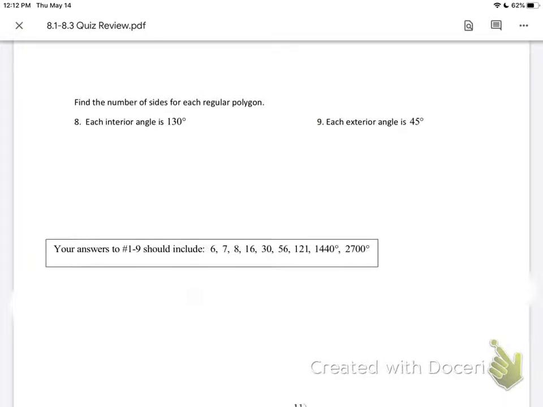Okay, so this says find the number of sides for each regular polygon, and this has been changed to 120 on your copy, so I'll change that here on my copy. So if each interior angle is 120, how many sides do we have? We're still going to do n minus 2 times 180. I know that each interior angle will be 120, so I have n interior angles. So if I want to know how many degrees are inside, I'm going to multiply the 120 by n.